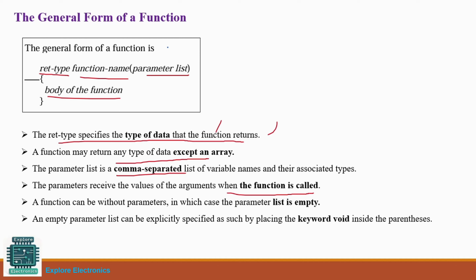A function can be without parameters, in which case the parameter list is empty. This case is also present, and an empty parameter list can be explicitly specified as such by placing the keyword void inside the parentheses. If no parameter is there, we can explicitly specify that by placing the keyword void inside the parentheses. If void is mentioned, it is obvious that there is no parameter list, that means it is empty. This is the general form of a function.